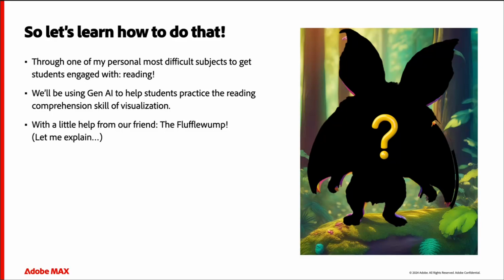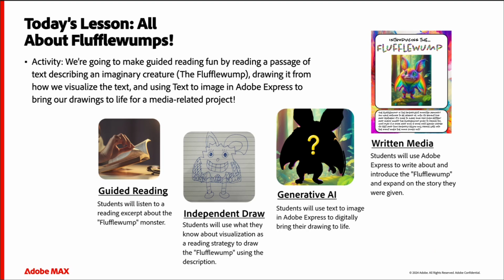Hopefully, this activity will show you that there are ways to open the door and get students of all reading interest levels excited to read and to hear you read and to pick up a book on their own. What we're going to be doing is using Gen AI to help students practice the reading comprehension skill, a super important one and one of my favorites, visualization. And we're going to do it all with a little help from our friend, the Flufflewump, and allow me to explain just what that means.